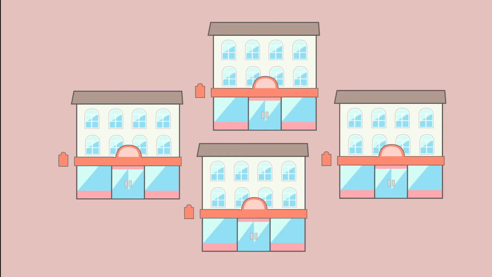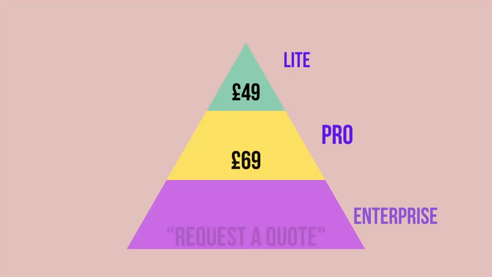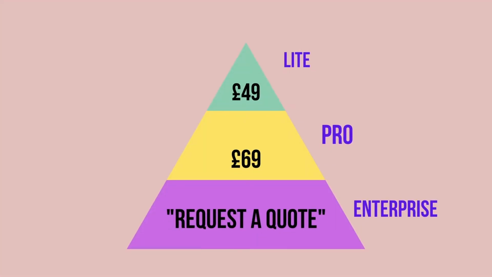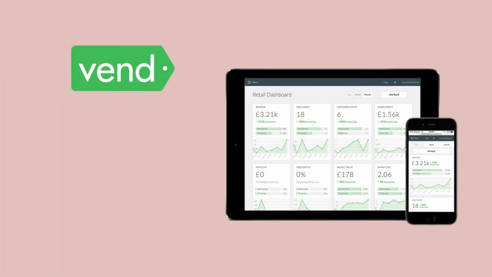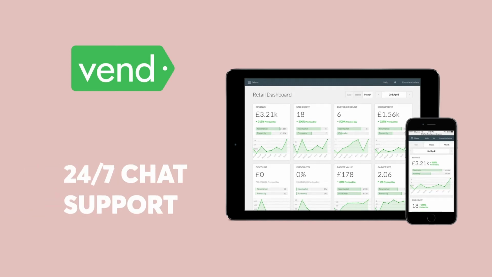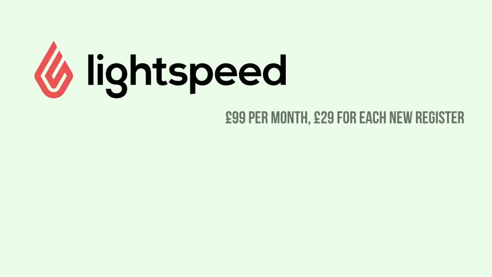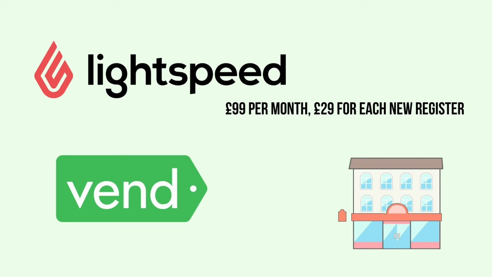plenty of customization features. Vend's POS software is £49 per month if you're a small business and £69 per month for multi-site retailers. There's also an enterprise plan which you'll need to get a specialist quote for. You get a 14-day free trial with no credit card required. There is a 24/7 support service and their head office is based in London. Their closest competitor is Lightspeed Retail, which is a little bit pricier at £69 and £99 a month for the standard plan.